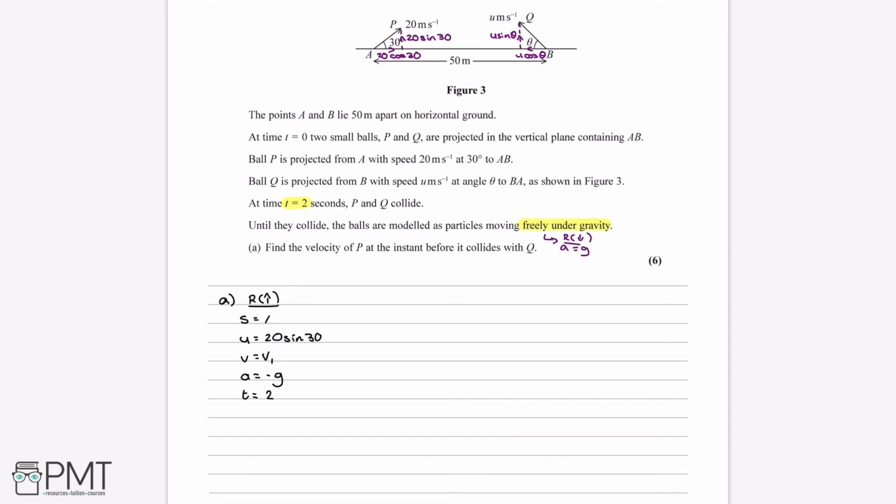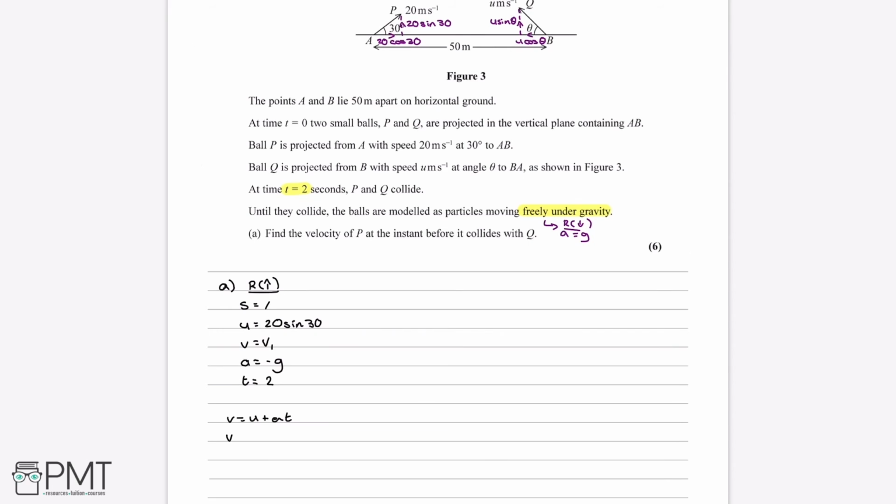So now we have values, or an unknown, for 4 of these 5, and there is one equation that fulfils this: it doesn't have an s in it and it has the rest of them, and that equation is v equals u plus at. So if we substitute in the values, v is equal to v1, u is equal to 20 sin 30, and then plus at is the same as minus g multiplied by 2. If we put this into the calculator, therefore v1 is equal to minus 9.6, and that's minus 9.6 resolving upwards, which means that resolving downwards it's just 9.6, and this is a velocity, so it's in metres per second.